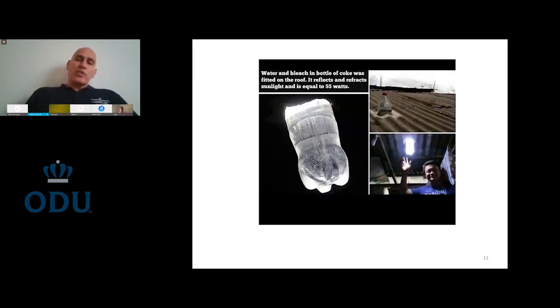Here's one, a social entrepreneur trying to bring light to families, and probably you have seen this before. This is a Coke bottle that has a little bit of chlorine to keep the water sanitized, so no algae will grow inside. And if you put it in the ceiling, it's like a 55 watt light bulb. And the real reason why this is important is because mosquitoes tend to bite more in areas that are dark, and this actually helped.